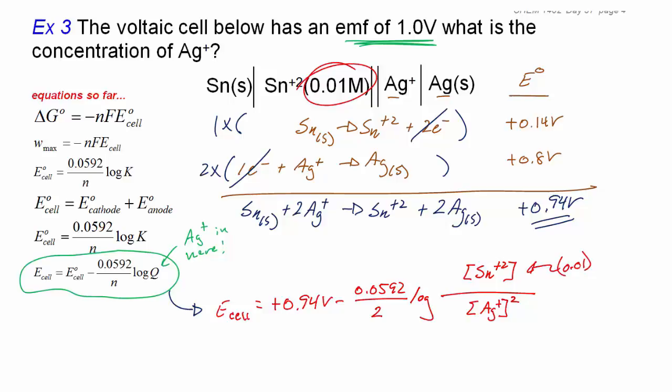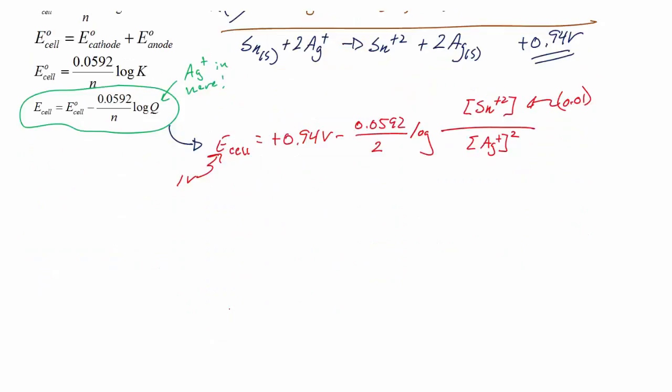Let's go ahead and solve for it. So remember how we did it? Let's get a number equals a log. Oh, the E cell, we need a number for that too. 1 volt. Okay, let's see if we can clean this up now. Remember the game plan, I want a number equals the log, so I can raise both sides to the 10 power. That's the game plan. So it looks like this. 1 equals 0.94 minus 0.0592 all over 2 log 0.01 over silver ion squared.